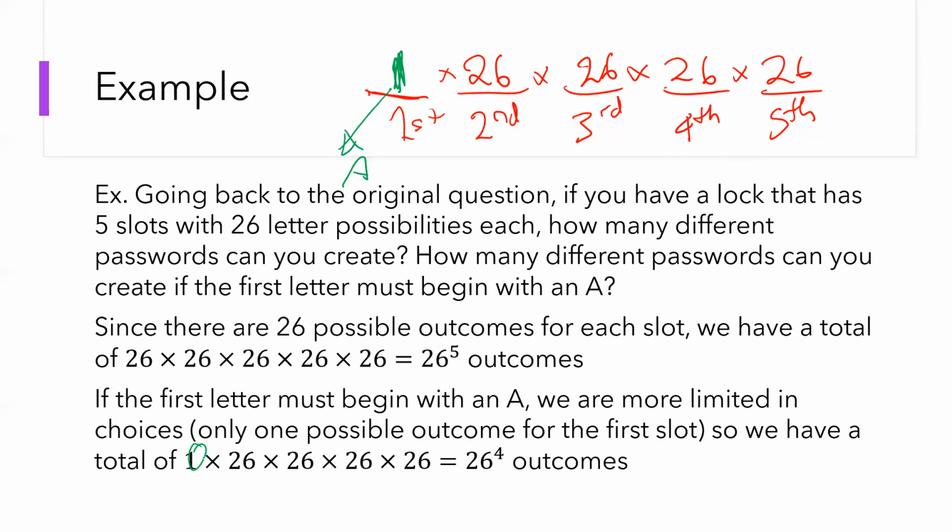And that's 26 to the power of 4. And again, if you're interested in what that number is, I can just tell you right now, 26 to the power of 4 ends up giving me 456,976.